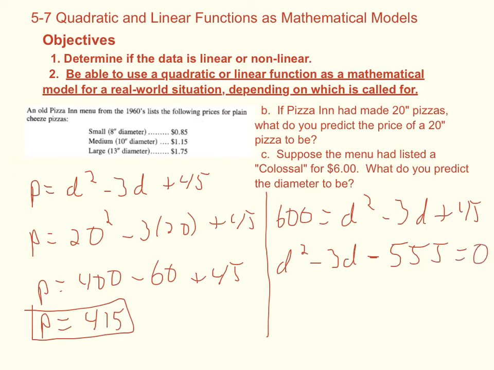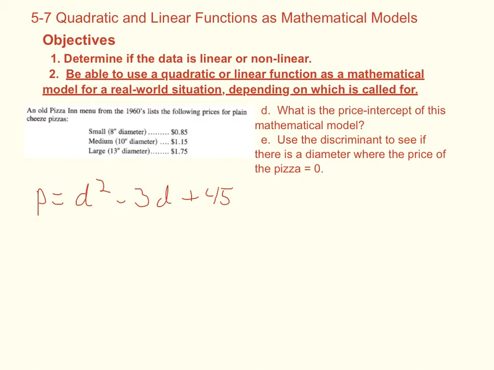555 equals 0. So now you solve that quadratic equation for the two x-intercepts. Plugging this into the quadratic formula, you get d equals 25.106 inches, or negative 22.106 inches. So now we know that we're working in the real world. There's no such thing as a pizza with a negative diameter. So if we have a colossal for $6, the diameter would be approximately 25 inches.